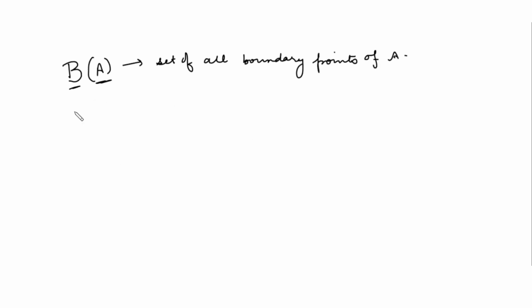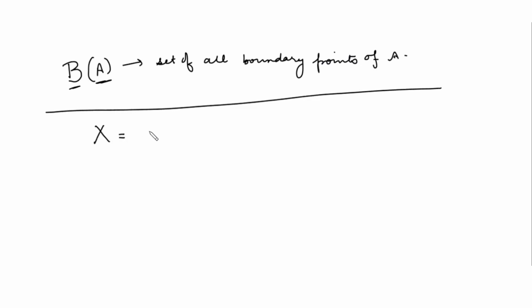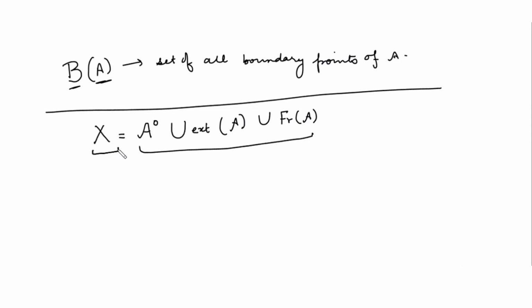So using this concept, you can show this yourself: the whole set is equal to the interior of A, union the exterior points of A, union the frontier points of A. If you take the union of all these, you will get the whole set.